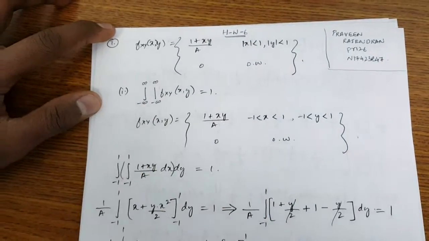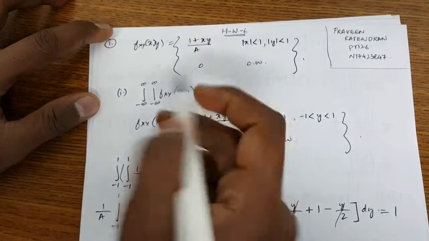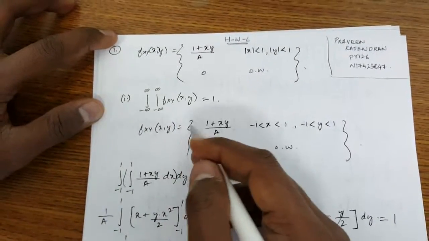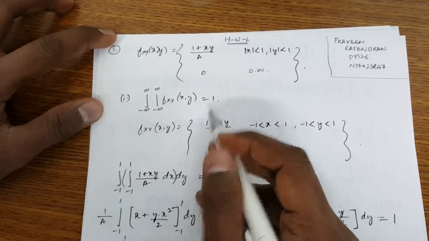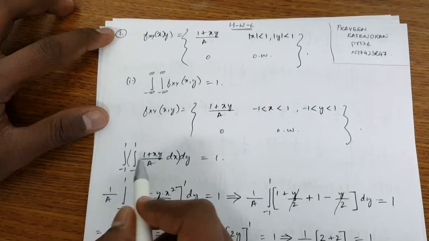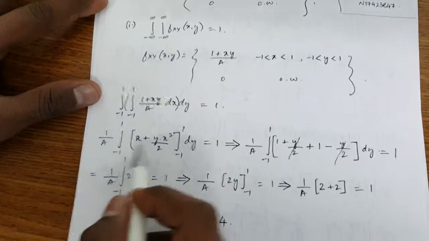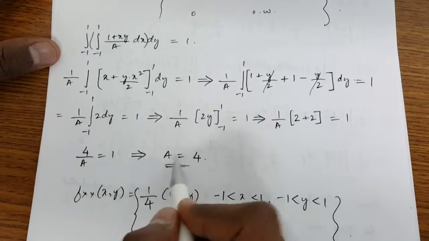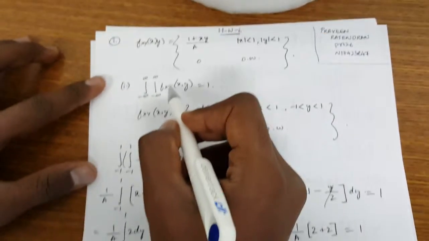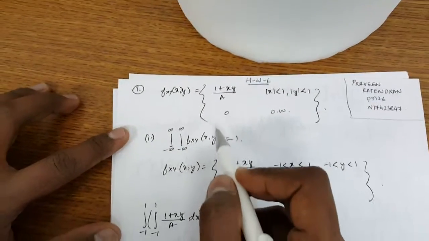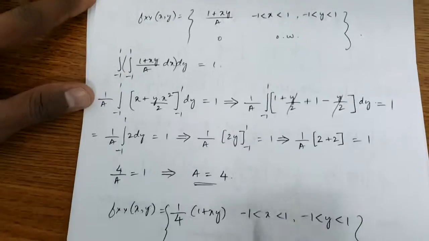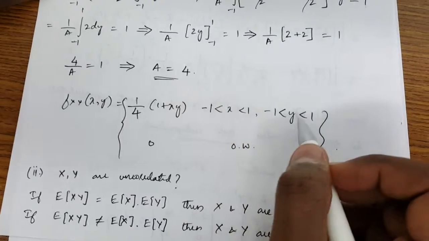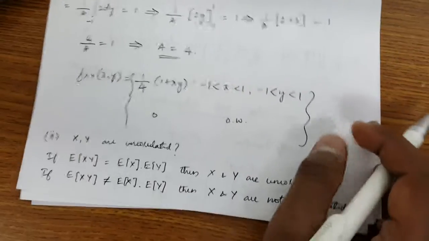By the property of a PDF, we know that the double integral from minus infinity to infinity of f of xy is equal to 1. So using that and evaluating the integral, we arrive at the answer of A equal to 4. So f of xy is 1 plus xy by 4, in the interval x from minus 1 to 1 and y from minus 1 to 1.